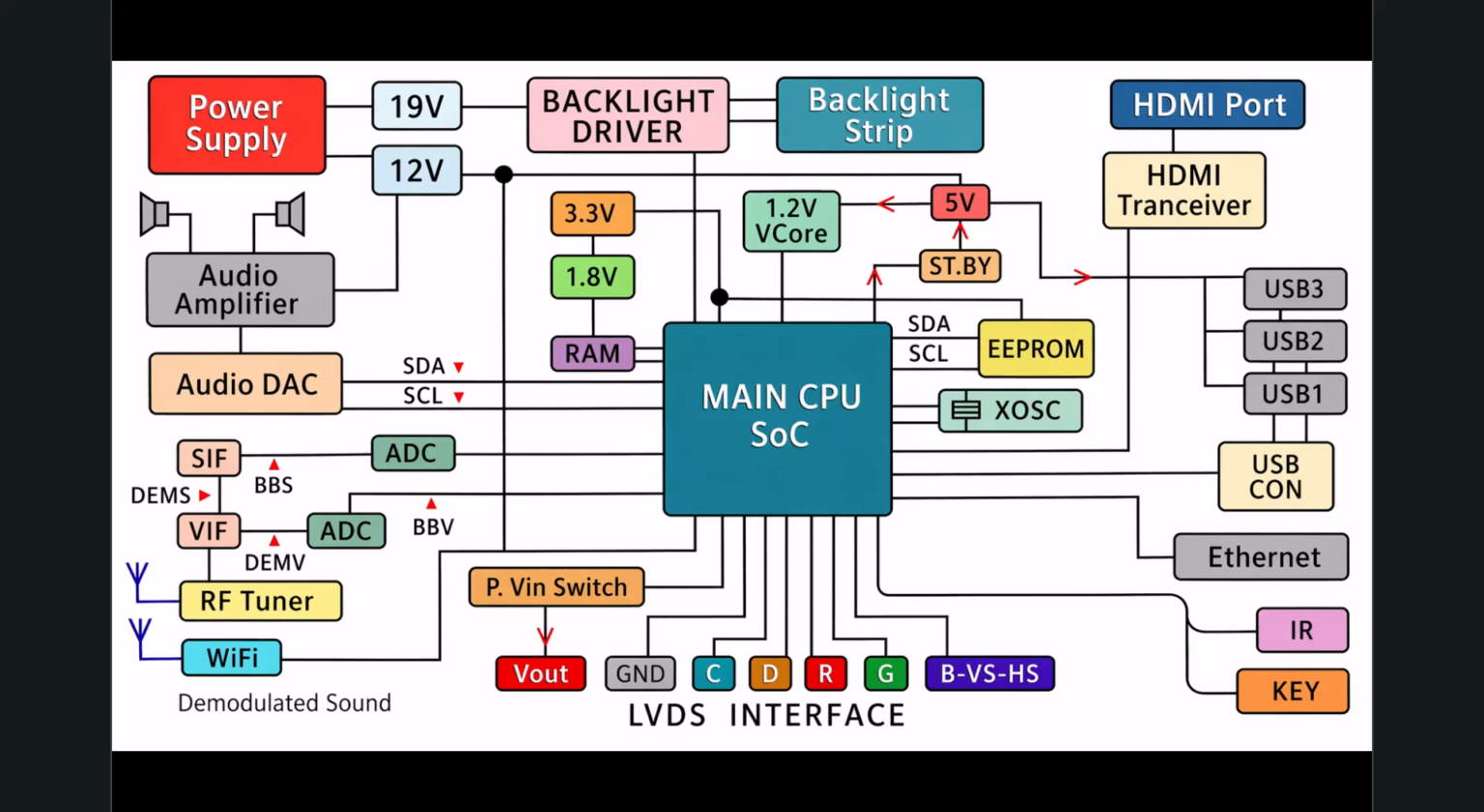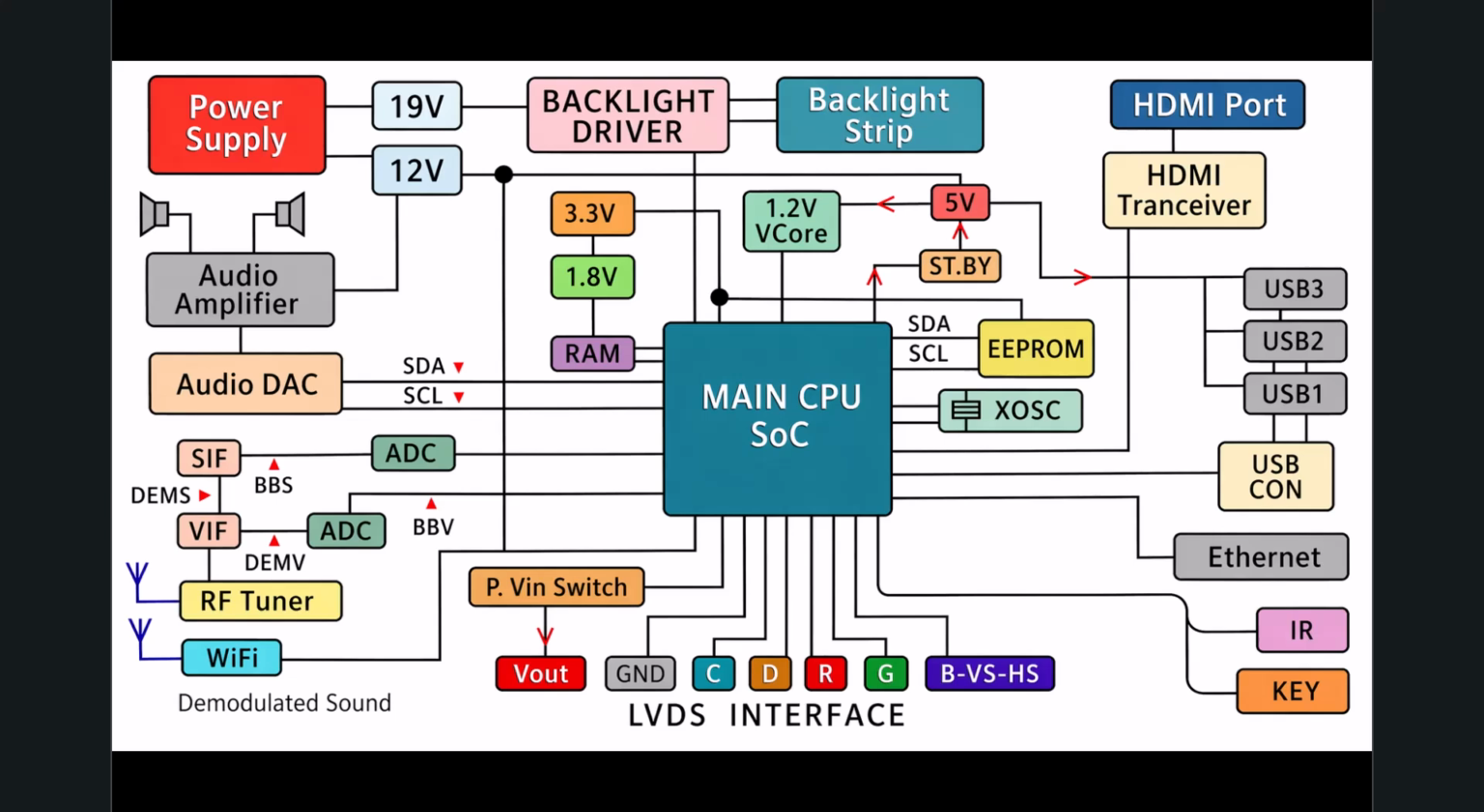These interface directly with the main CPU, allowing you to stream massive amounts of data for your favorite movies and shows. But what about traditional broadcast television? Look toward the bottom left. Here we have the RF tuner, which receives complex, analog radio frequency signals from your antenna.